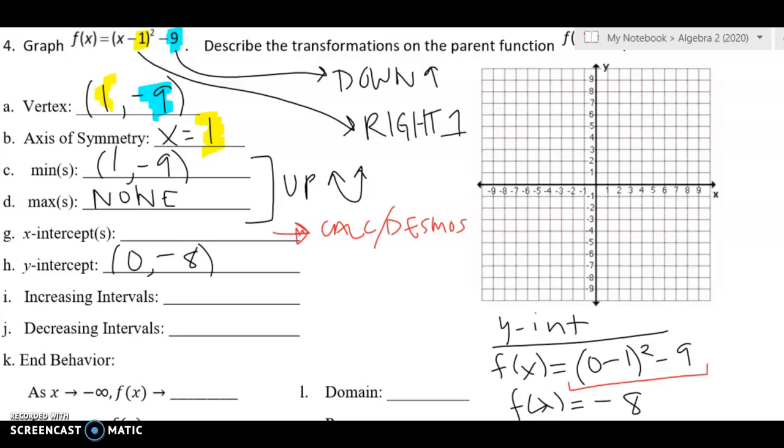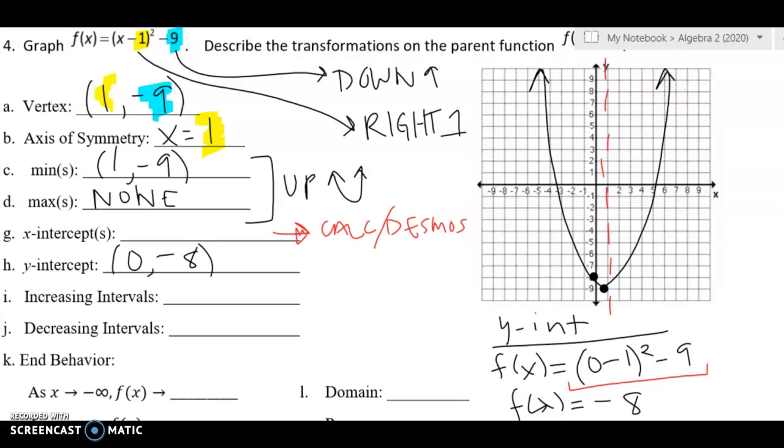I know the vertex, so I'm going to go over to my graph and I'm going to plot that. I also know the axis of symmetry, so I can go ahead and, mine is not perfect, but I can go ahead and do my axis of symmetry. I can also plot my minimum already on there. I can plot my y-intercept. And then this is about all I have. I know that the graph is going upward. It looks like that U shape, and there's my parabola.